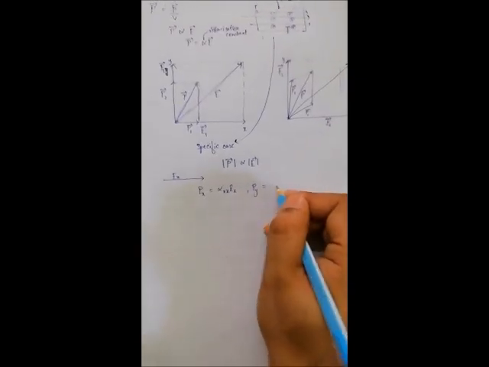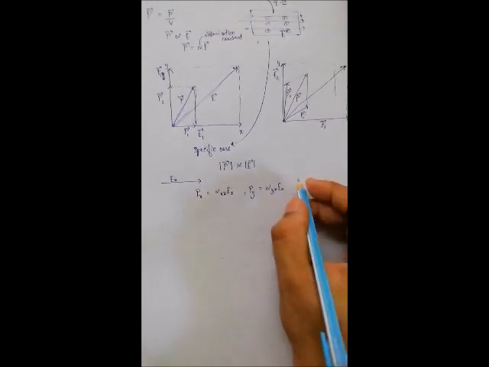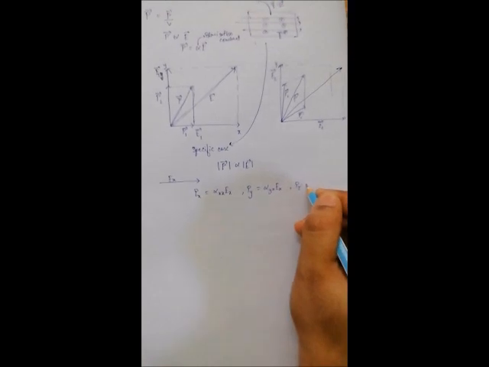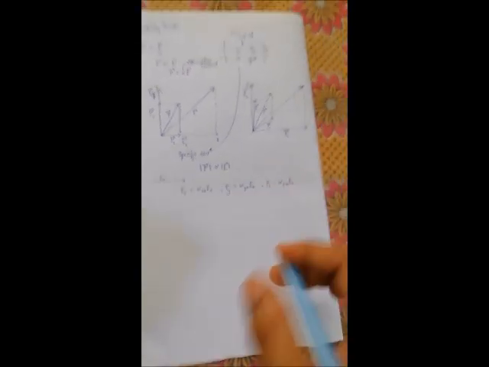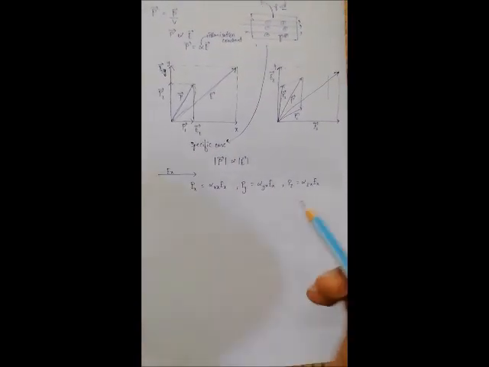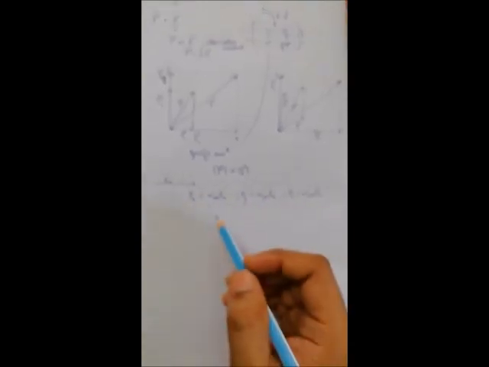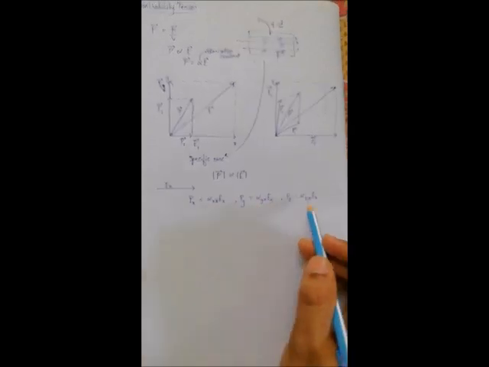Polarization along y will be some constant times the electric field, and same for z. So here the electric field applied along the x direction induces a polarization in all the other directions, x, y, z, each having its own proportionality constant.